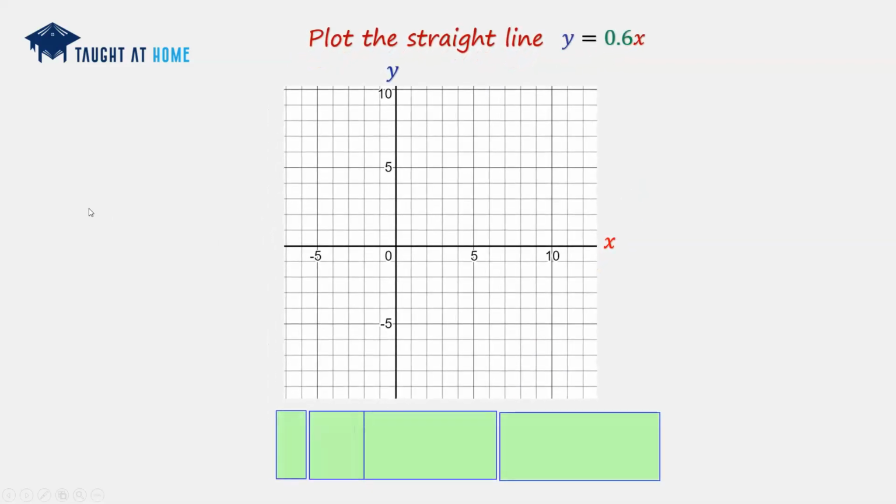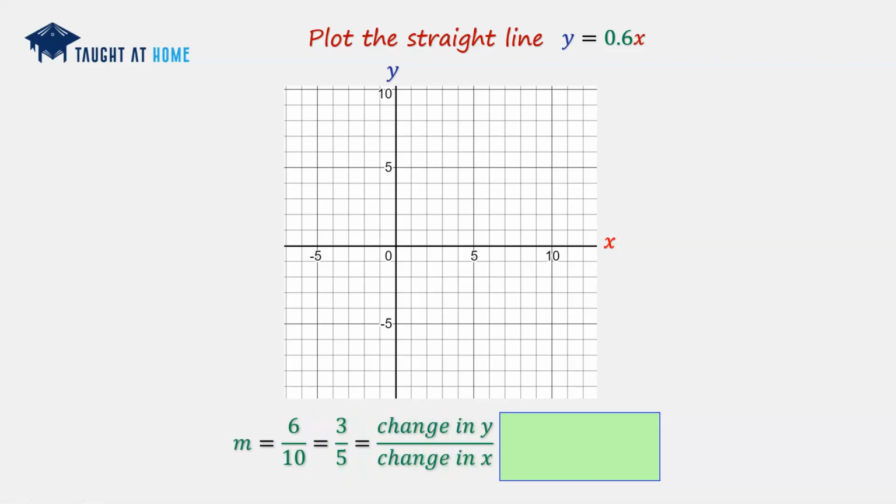And you might be given something like this. So the gradient, 0.6, so y equals 0.6x. The gradient is not a fraction, it's a decimal. So we can convert this into a fraction to find out what the rise over the run is. So m is equal to 6 over 10. We can simplify that to being 3 over 5. So remember, this is the change in y over the change in x. And it's positive, so we're going to move up 3 and we're going to move to the right 5.